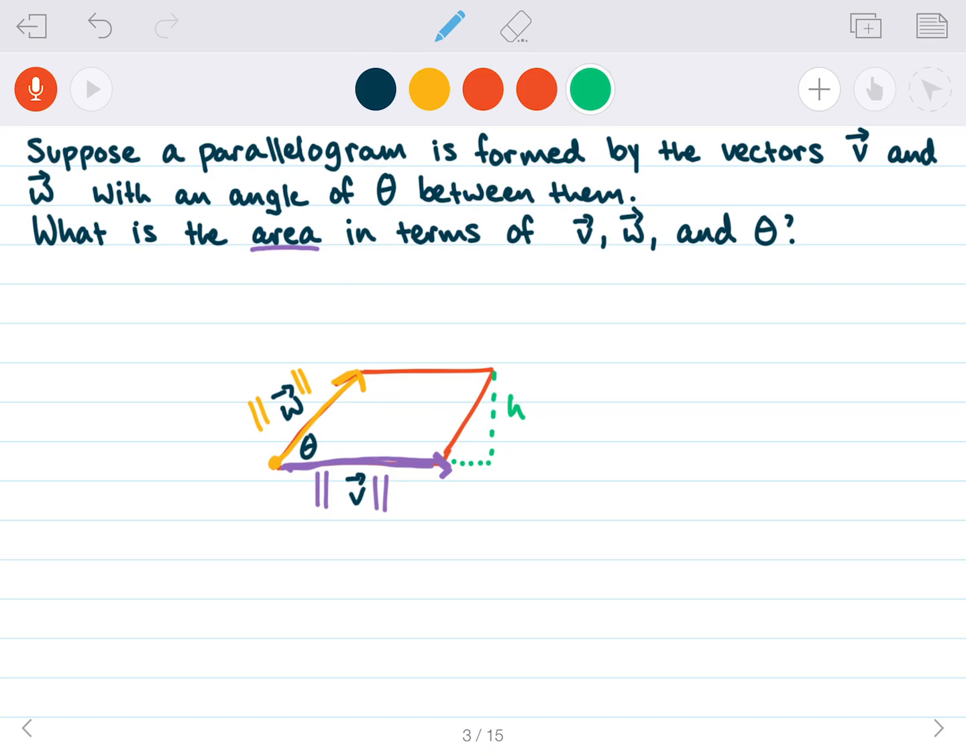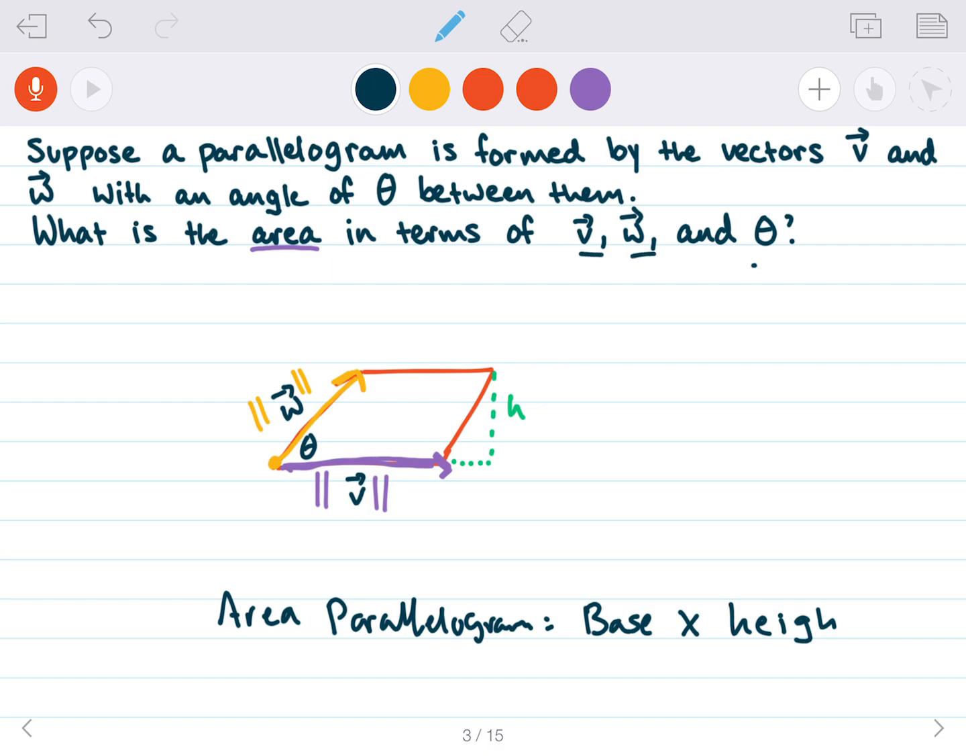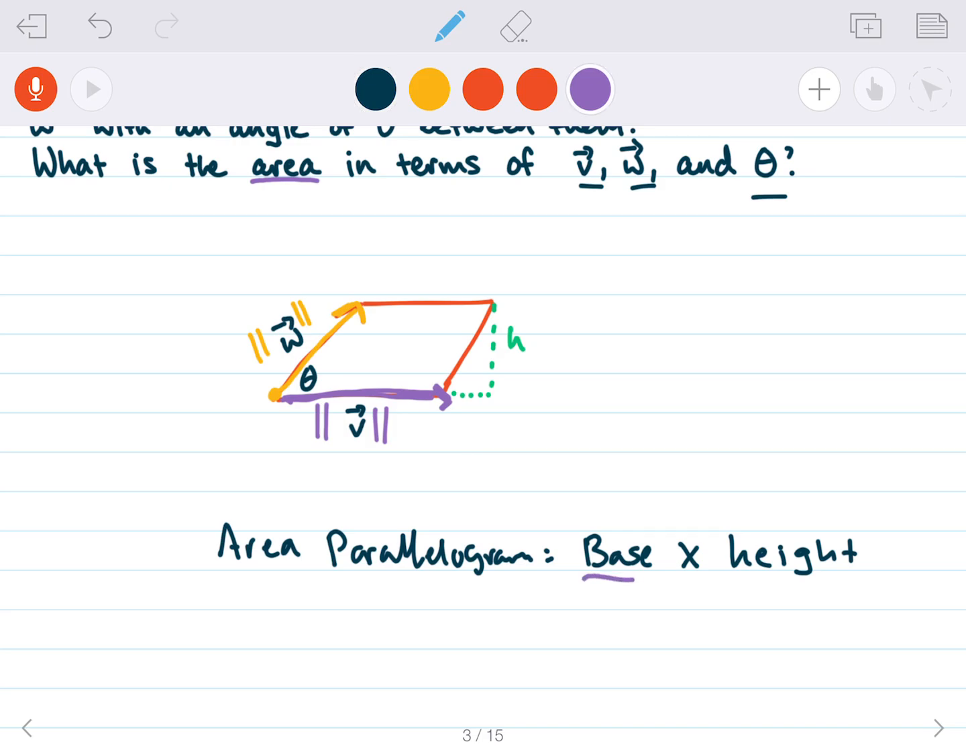Well, we know that the base of this parallelogram is going to be the magnitude of v. So let me just rewrite this. We have the area of the parallelogram is just base times height. But I want everything in terms of v, w, and theta, okay? So the base, we can definitely write that in terms of v. The base is simply the magnitude of v. It's just the length of v. Okay, so that's the base.